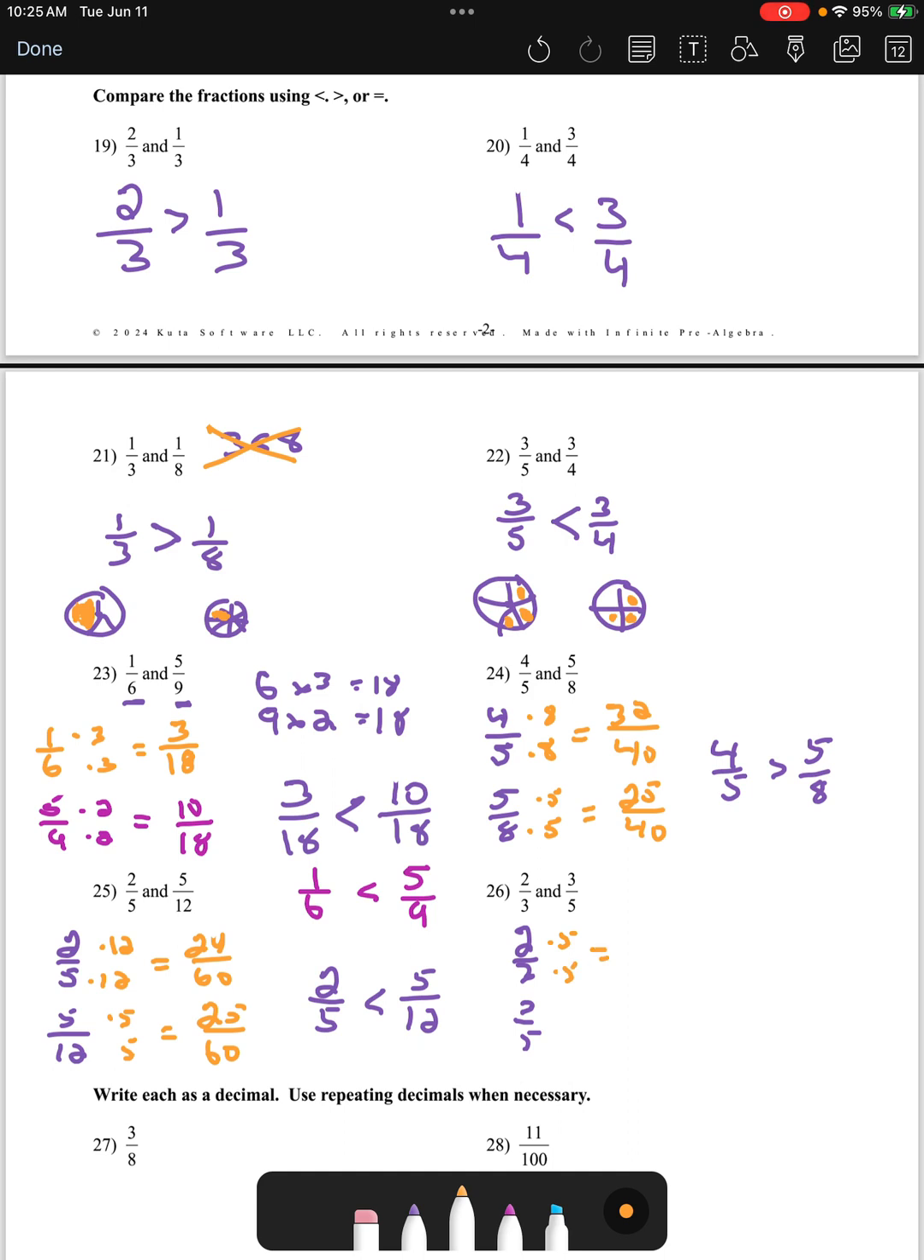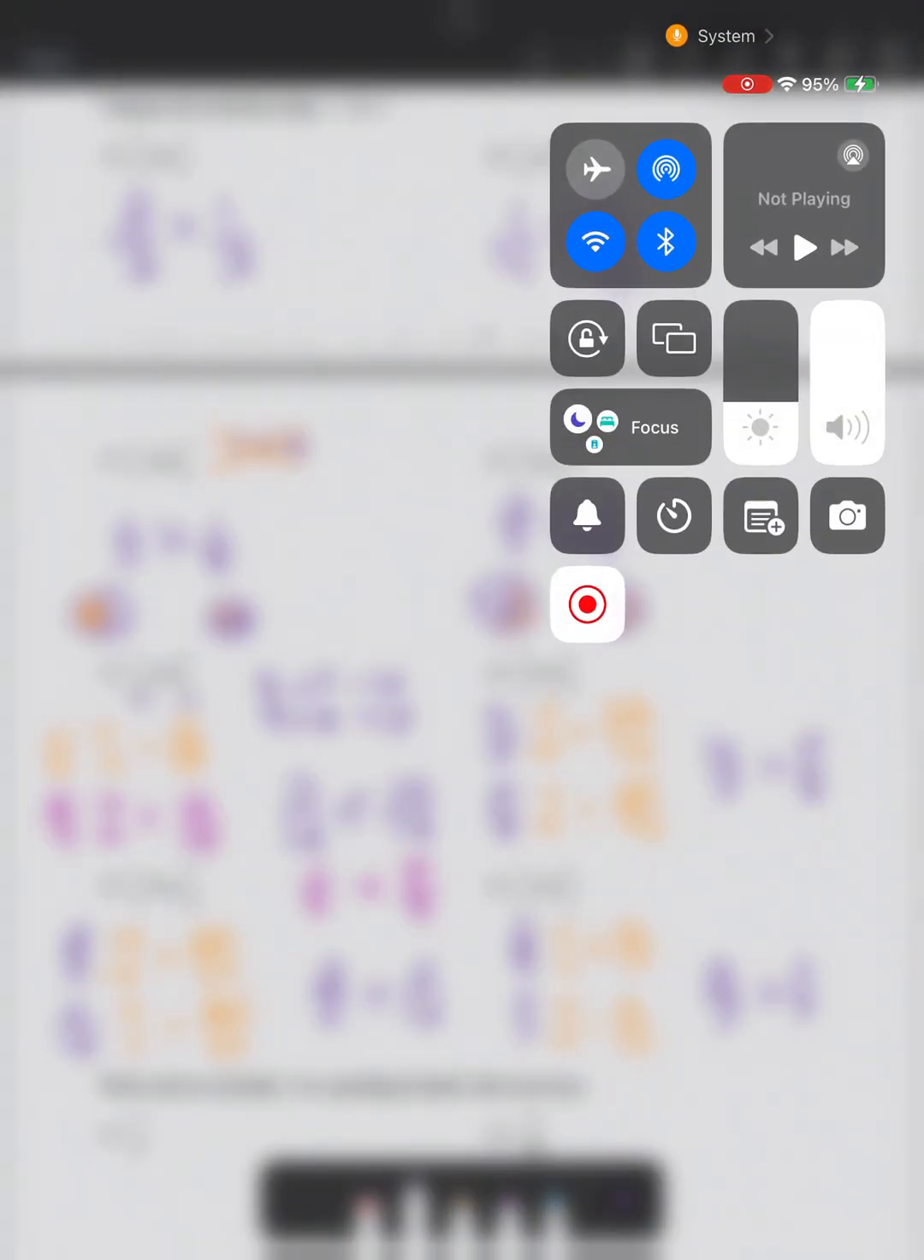And finally, we have 2/3 and 3/5 in number 26. 3 and 5 can agree to become 15. 3 will do it when you multiply by 5, getting us 10/15. And 5 can do it when you multiply by 3, getting us 9/15. We can see our first fraction is ever so slightly bigger than our second. So 2/3 is greater than 3/5.